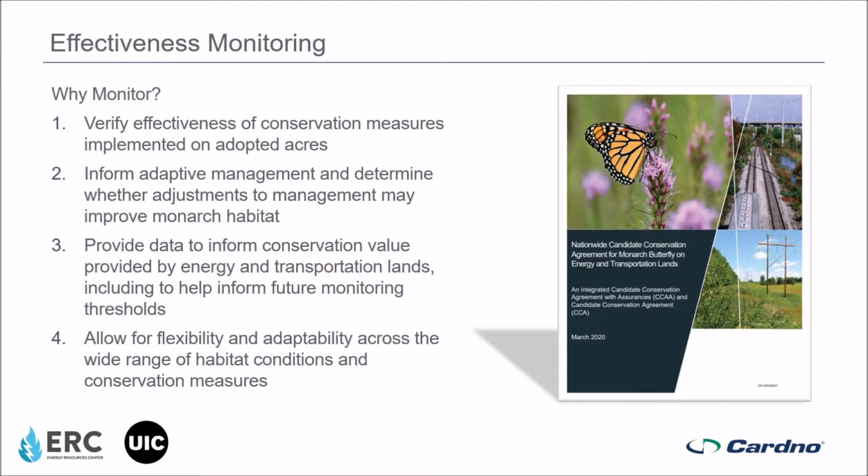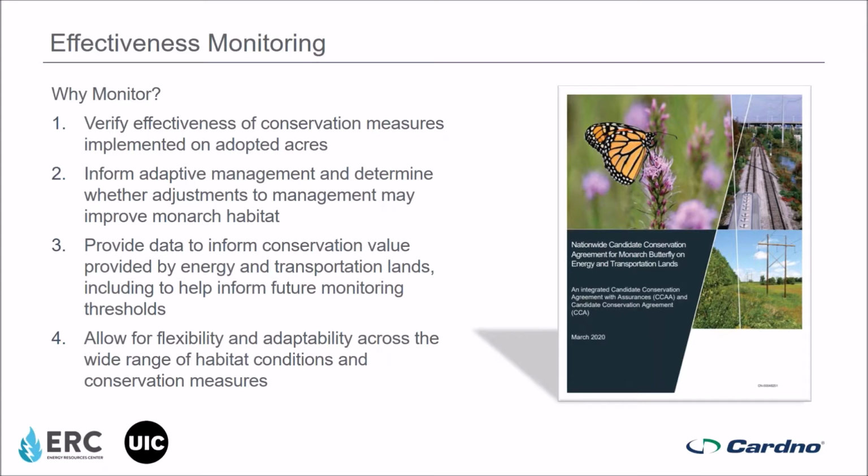So first off, why monitor? An important part of the CCAA implementation and overall compliance, as well as being able to track the overall net benefit that the CCAA is providing to monarch butterflies, is to have a way to periodically verify the effectiveness of those conservation measures that we're implementing on adopted acres, and then also have a way to inform adaptive management that may be required, or determine if there are other adjustments that we might need to be making in our implementation of those management practices and conservation measures to help improve the quality of that habitat for monarch butterflies.